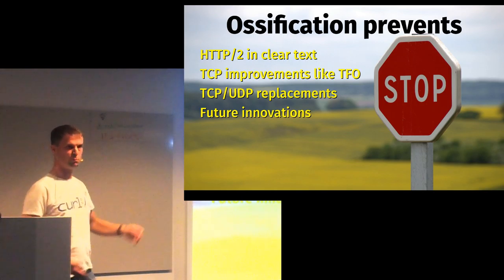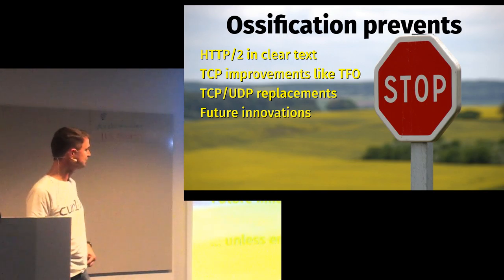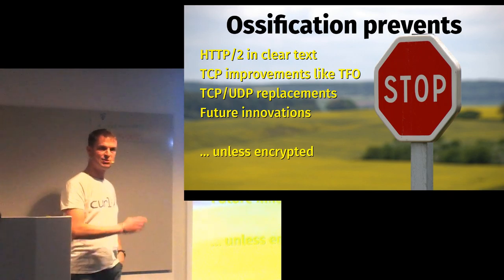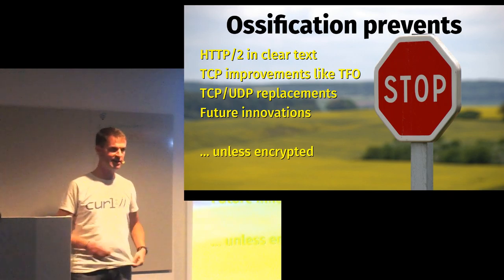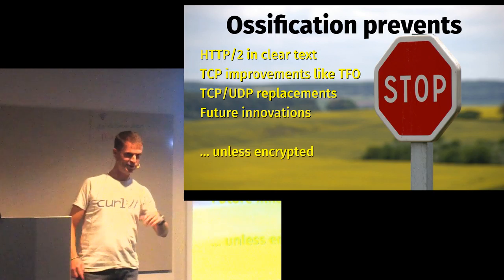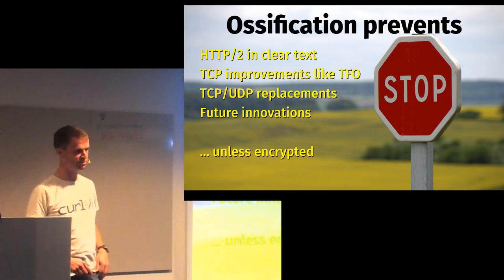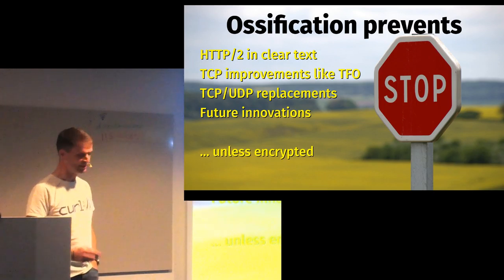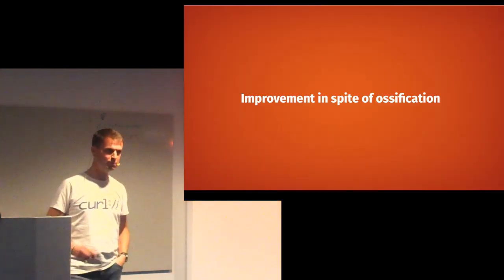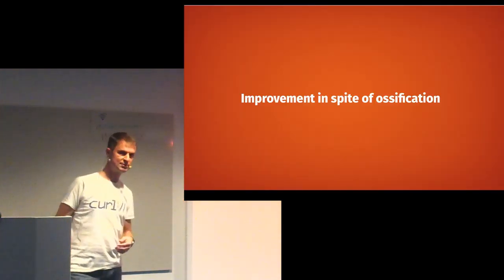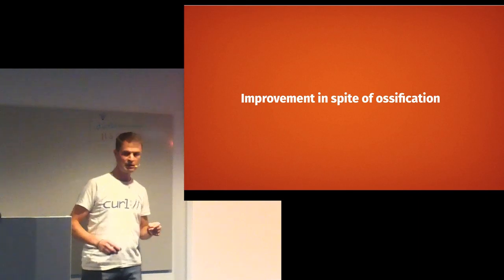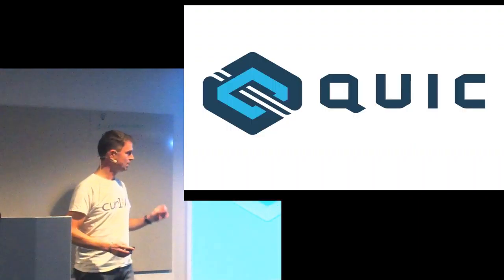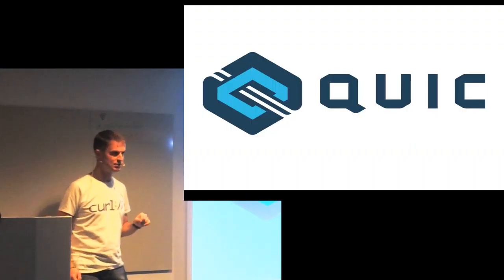But over the wild internet, then it's really hard. Unless you encrypt the data, right? Hide it from everyone in between. They don't know what it is, they can throw it away. So that's what we do. We improve the protocols in spite of this ossification, like QUIC, which is an attempt to do this.